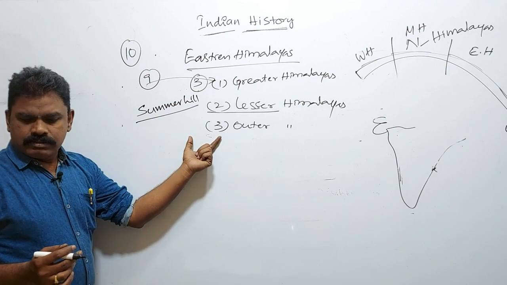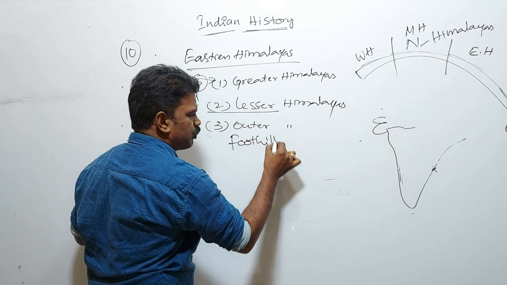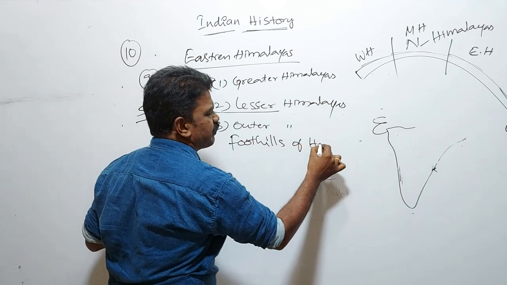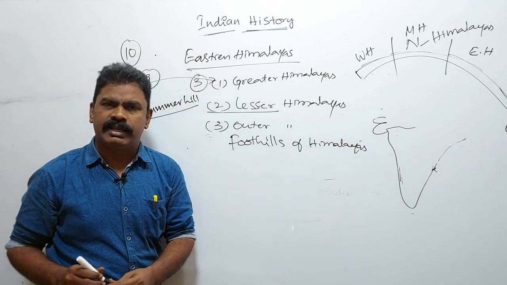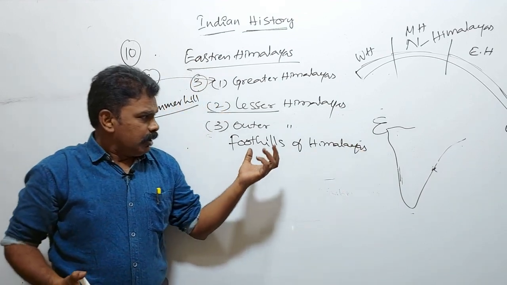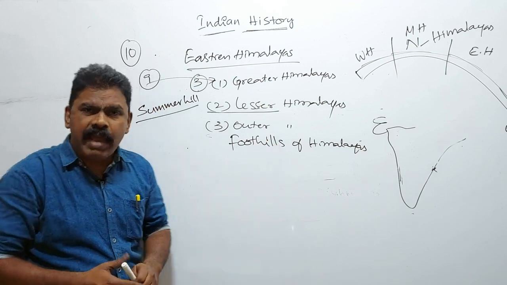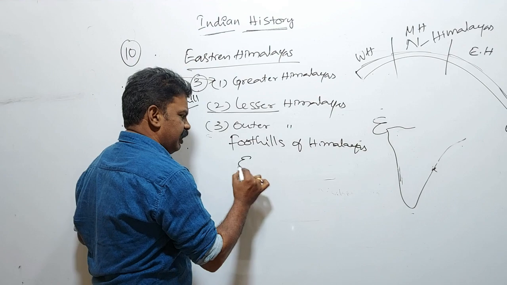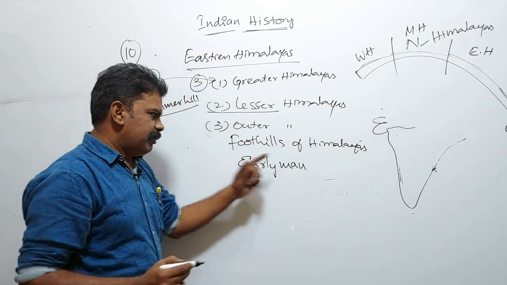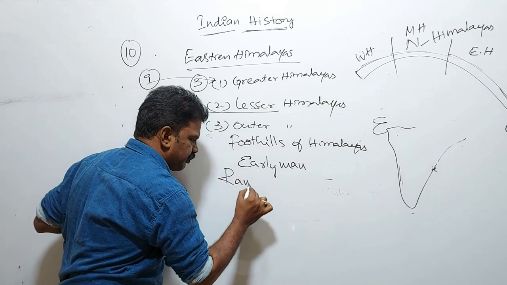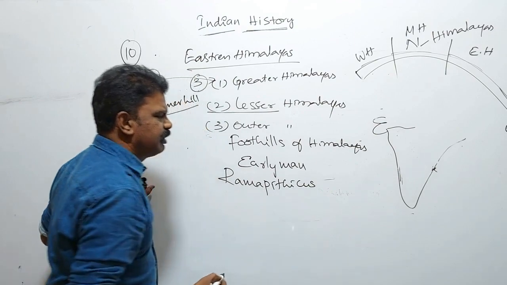Outer Himalayas are also called the foothills of the Himalayas. In these foothills of the Himalayas, it was a place of early man in India. Early man Ramapithecus. Early man of India, Ramapithecus.